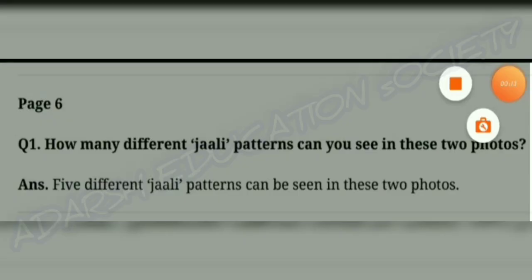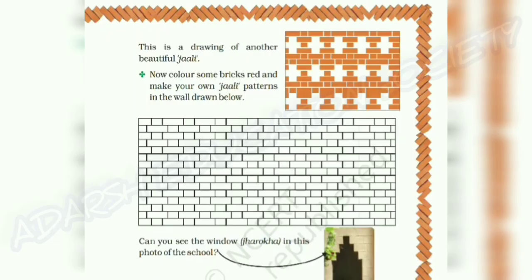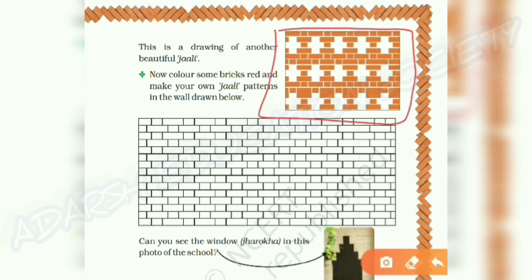You have to count yourself and write down the answer in your textbook. Children, here you can write the answer like this. 5 different Jali patterns can be seen in these two photos. Now on the next page, this is a drawing of another beautiful Jali. Here on this side of the page, they give us beautiful Jali patterns.